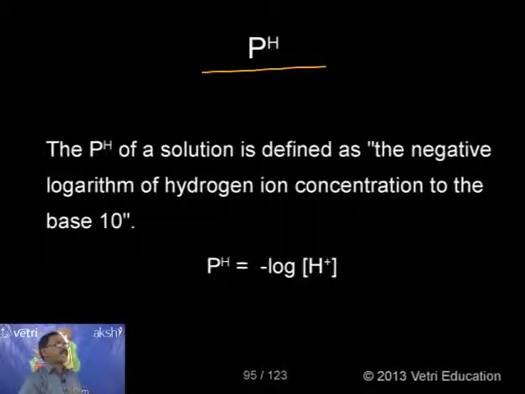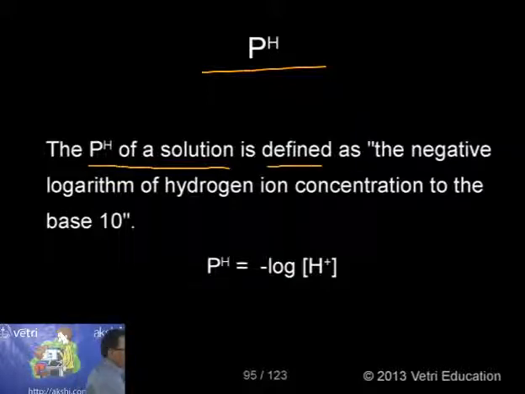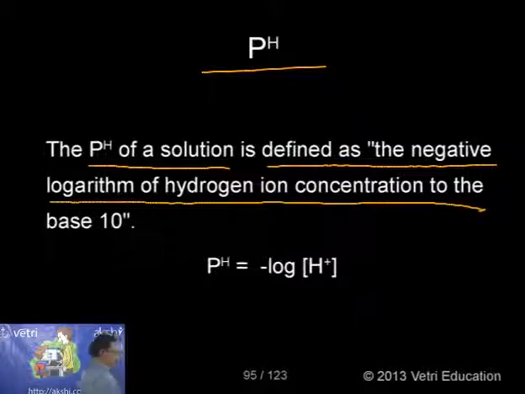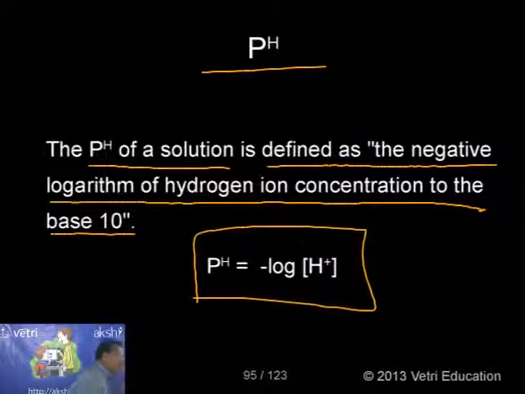Hydrogen ion concentration can be expressed as a positive value by using pH notation. What is pH? Let me define it now. The pH of a solution is defined as the negative logarithm of hydrogen ion concentration to the base 10, or mathematically, pH is equal to minus log H plus. Kindly follow.